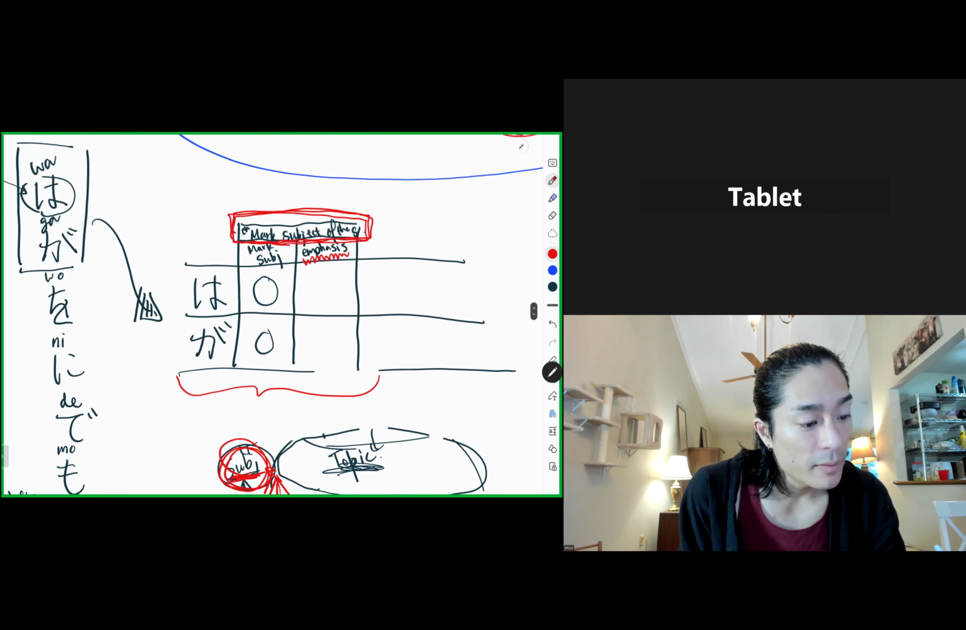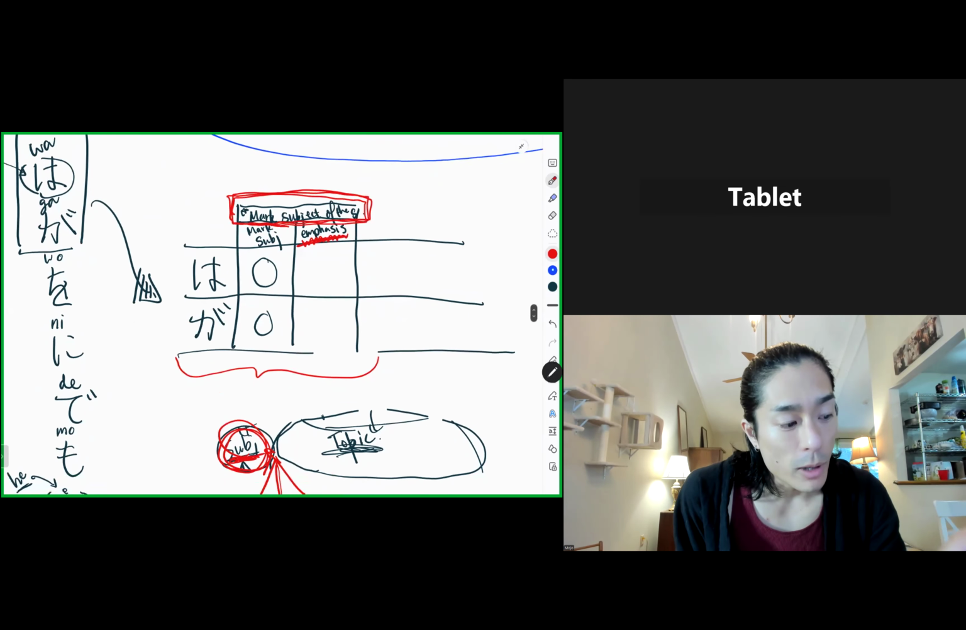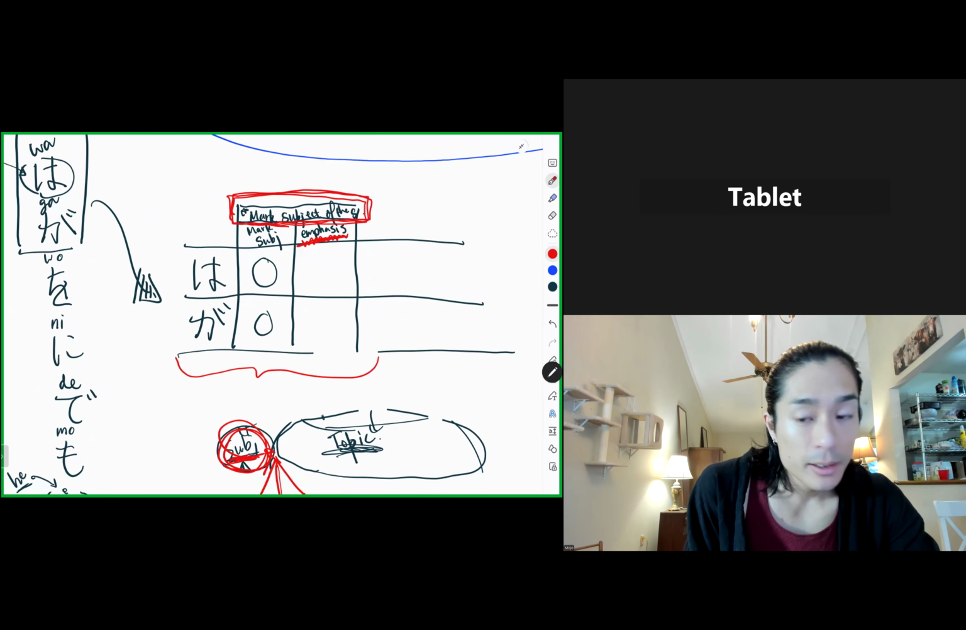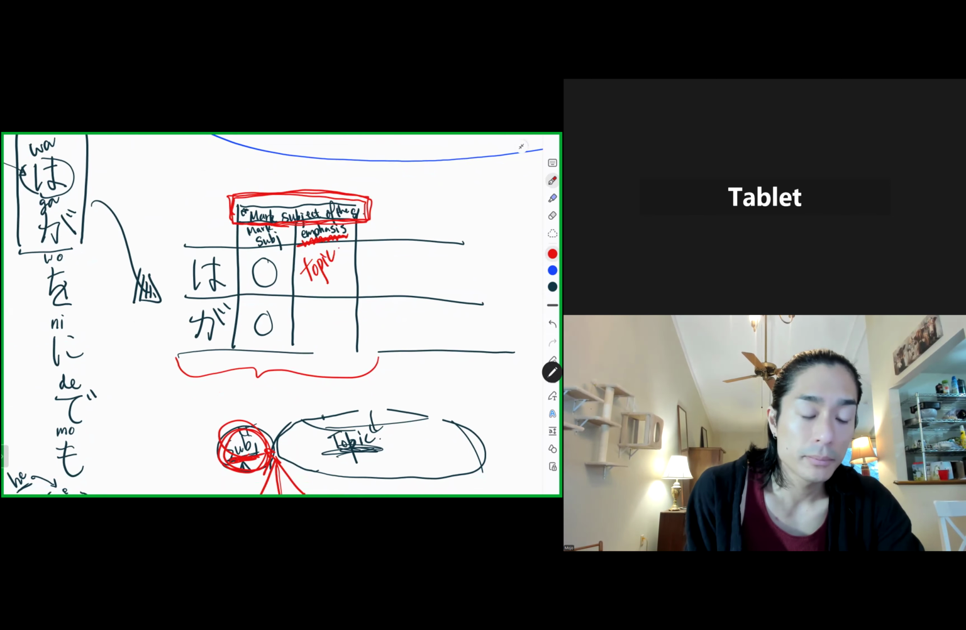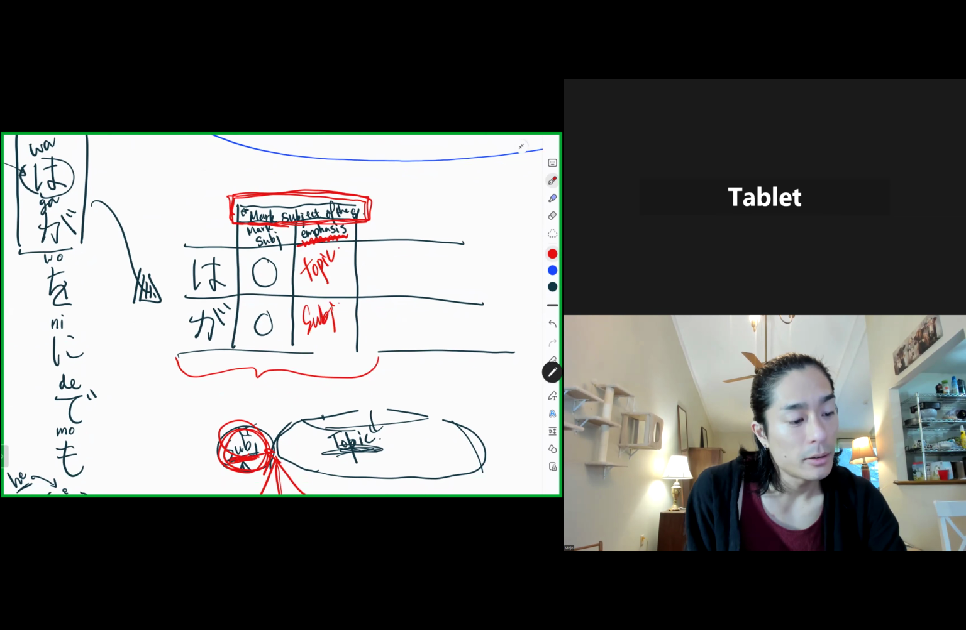But then here we're going to move on to emphasis. If we put wa, then the emphasis will be on the topic side. If we use ga, then we put the emphasis on the subject side.